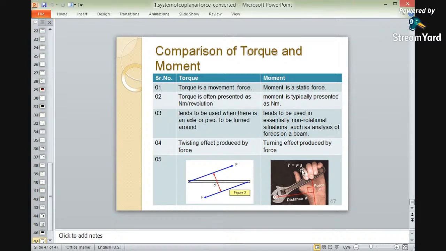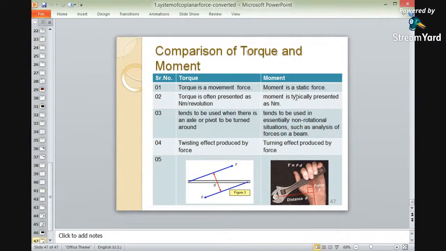Torque is a moment of force, whereas a moment is a static force. The second point is that torque is often presented as newton meters per revolution. Again, the second point related to the moment is that the moment is typically presented as newton meters. We have already discussed this. The unit of moment is newton meters.